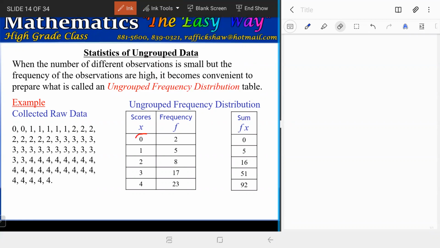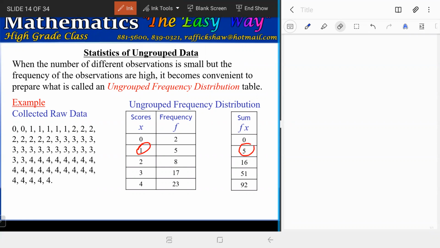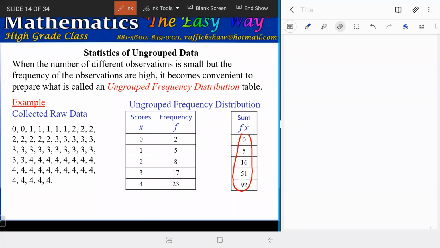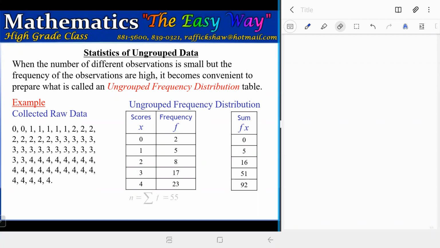So the sum of the zeros is 0. The sum of the ones is 5. The sum of the twos is 16, because there are 8 of them. The sum of the threes is 51, because there are 17 of them. The sum of the fours is 92, because there are 23 fours there. So that's a sum column. And then if you add up all these values, the sum of the sum column gives you the sum of all the values.